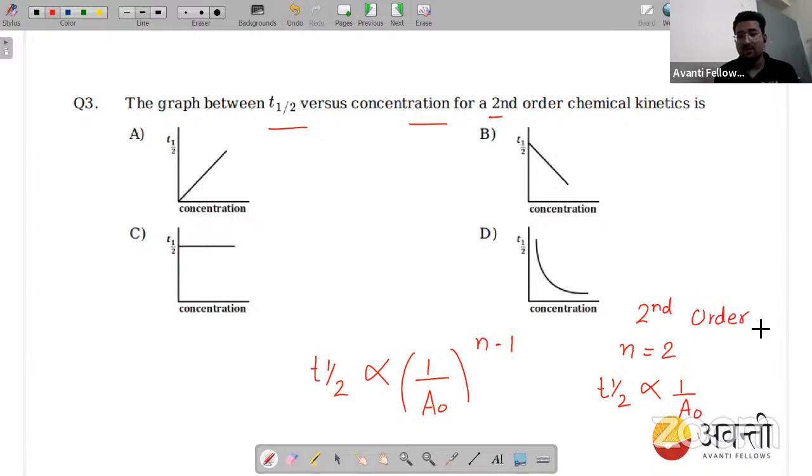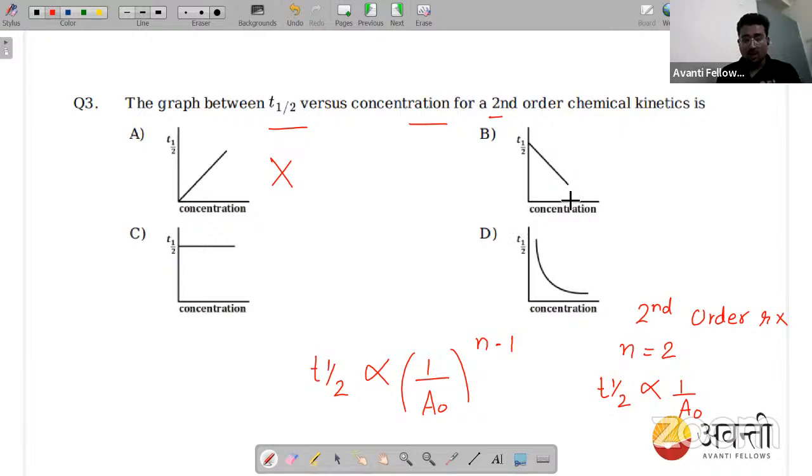We all know that. So let's check the options. In the first option, you can clearly see that T half is directly proportional to the initial concentration. I think that is not correct. Is that clear? Because we have already seen T half is inversely proportional to initial concentration. So option A is incorrect.